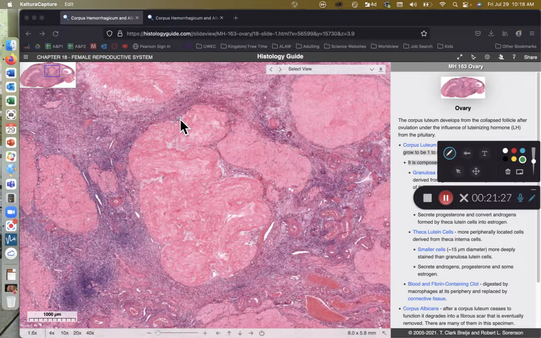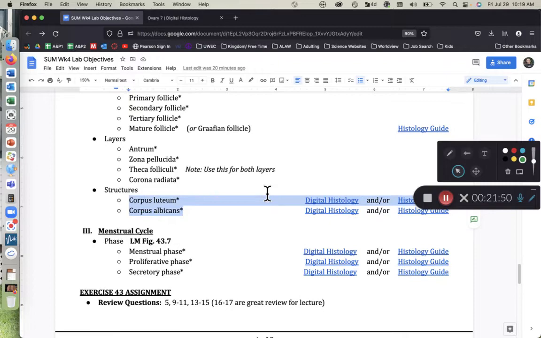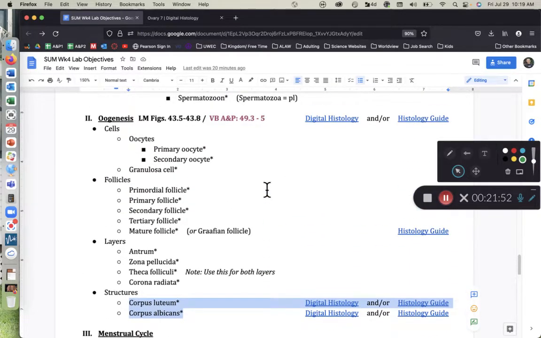This structure right here that I'm circling is referred to as the corpus albicans. Albi is a root word that refers to albino or white. So the corpus albicans is the white scar on the surface of the ovary. And I believe that's all we have for stages of oogenesis.